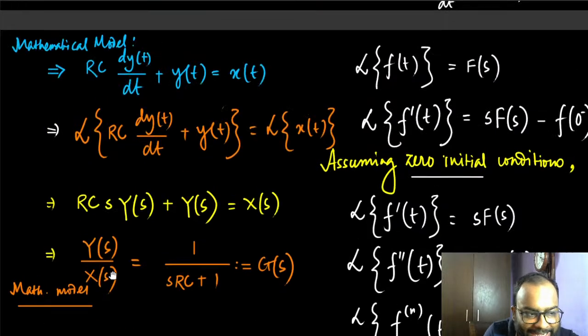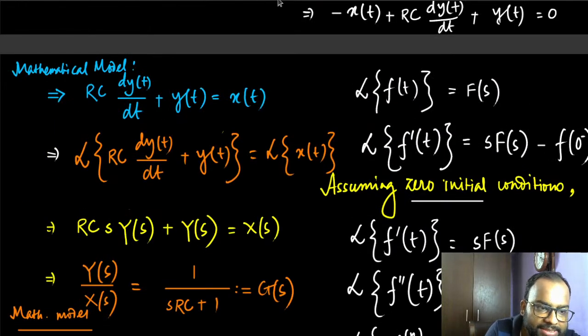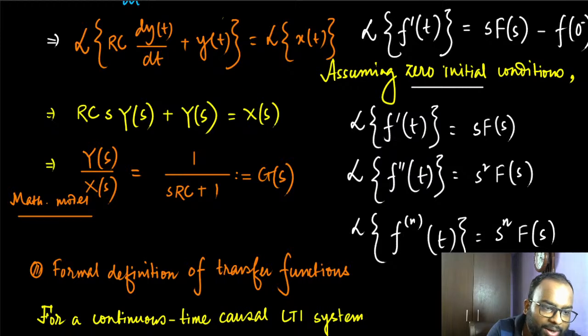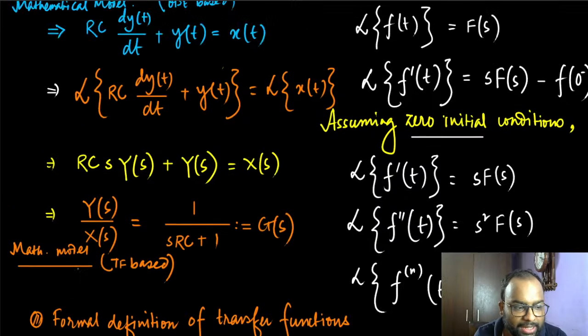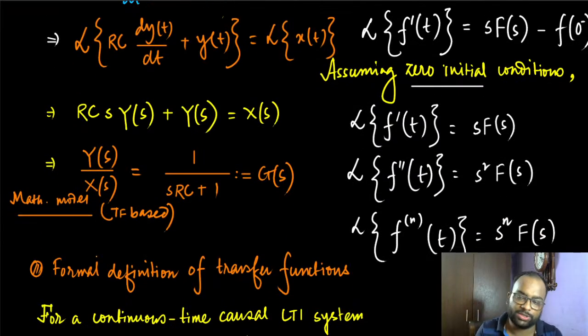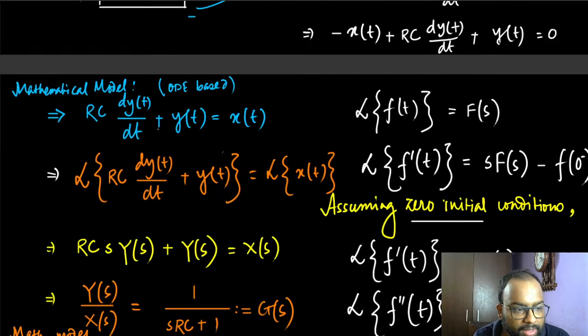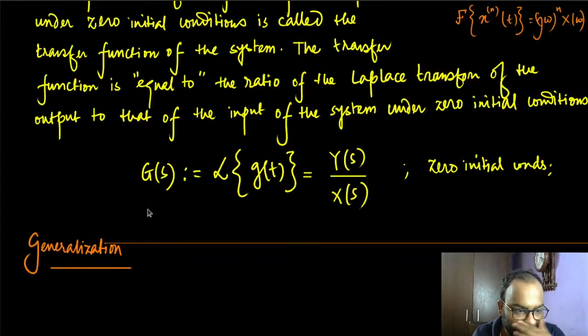But what kind of mathematical model? They differ. Here, this is an ordinary differential equation based mathematical model. And what kind of mathematical model is this one? This is the transfer function based mathematical model. Of course we can do the mathematical modeling in many different ways. So when we talk about transfer functions, we are doing transfer function based mathematical modeling. Similarly, if we write down the differential equation, we are doing differential equation based mathematical modeling. So these are all mathematical models.